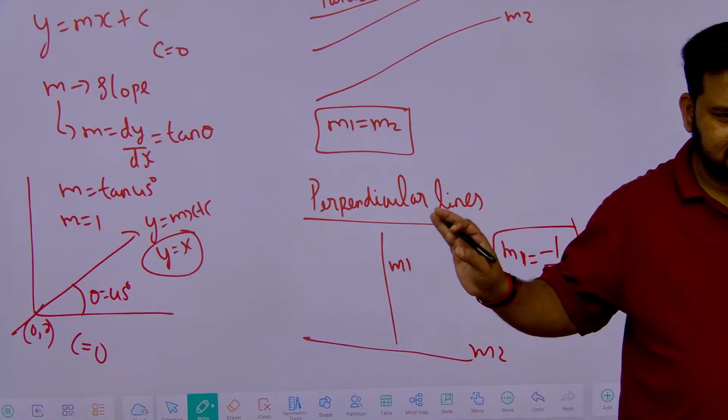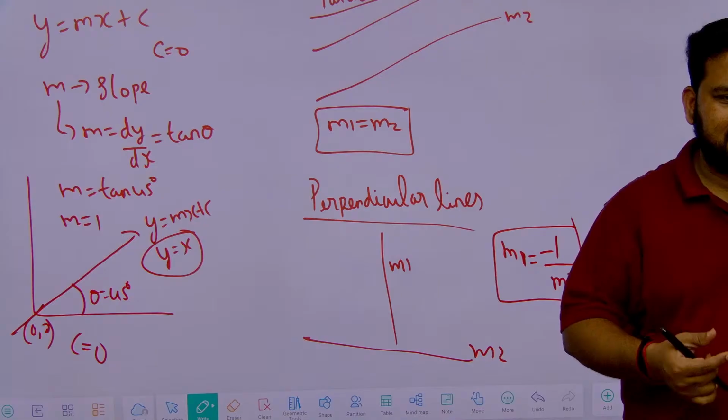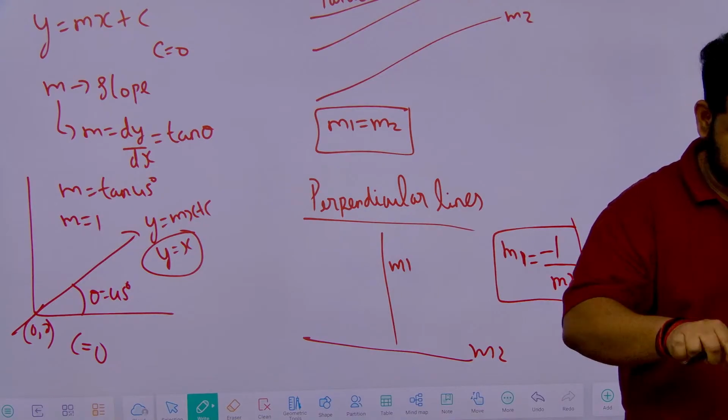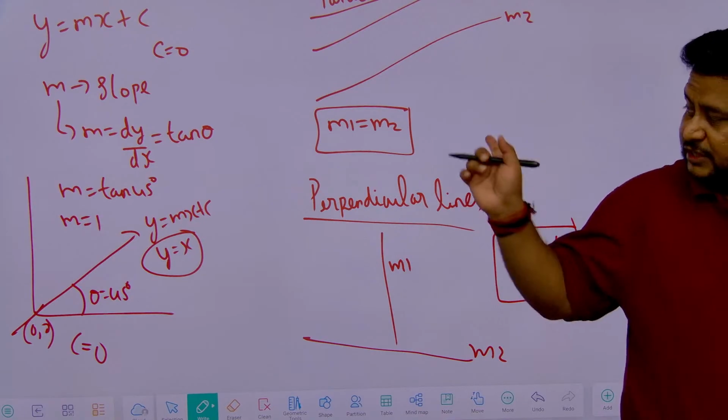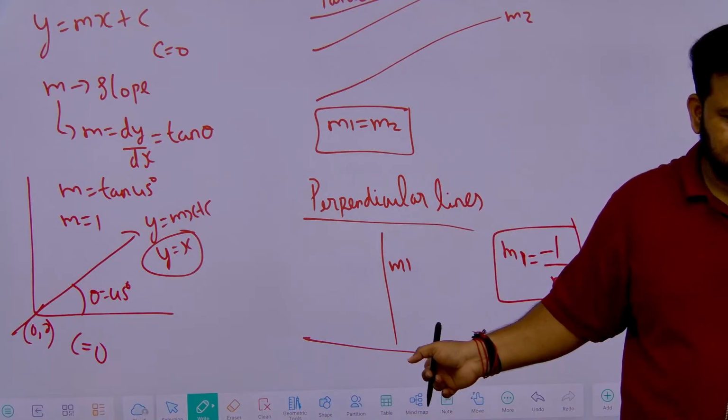Finding it difficult, anything here? Just remember, if in any question you are finding parallel lines, after drawing the figure, you can use this concept. For perpendicular lines, you can use this concept.